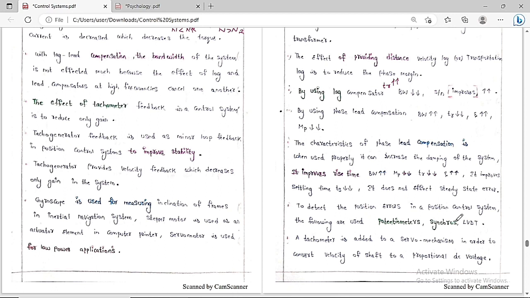So finally I can say the tachometer is basically added to a servo mechanism in order to convert the velocity of the shaft to a proportional DC voltage. So these things you always have to keep in your mind.